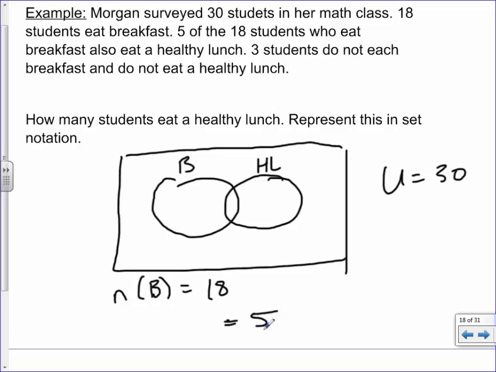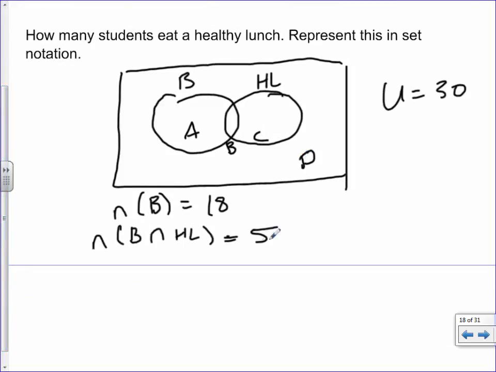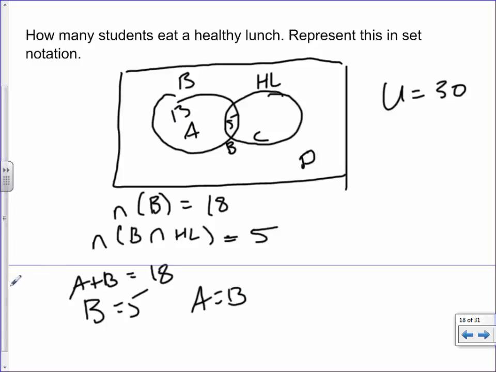But how do I notate that, though? It would be N of breakfast and healthy lunch. People who eat breakfast and eat a healthy lunch is 5. So in a way, I already know that. Let's do A, B, C, D again. If this is A, B, C, and D, oh, we already have B. B is 5. The middle section is 5. We also know that A plus B was supposed to be 18. So that means we know that A is 13. So I already know what a couple of these circles are here.